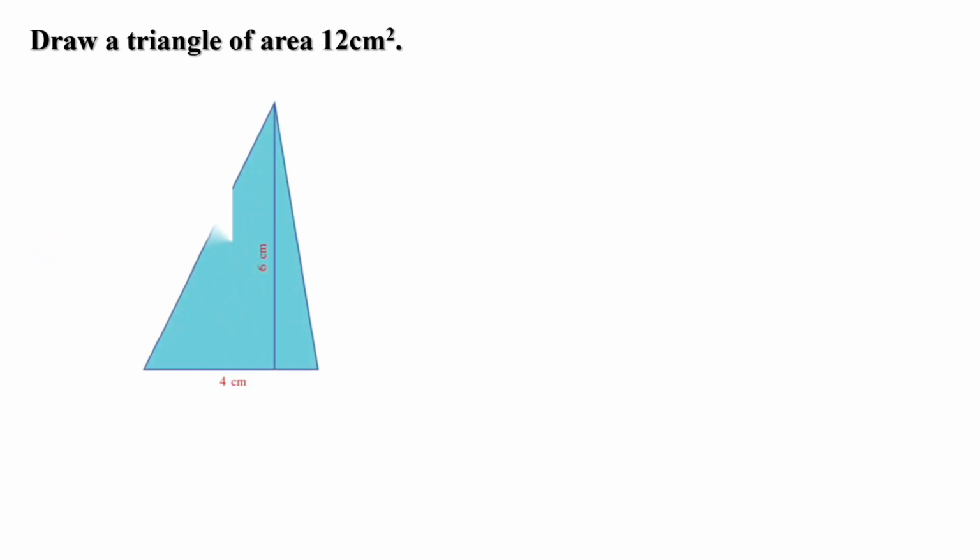Now let us look at another problem. Here we have to draw a triangle of area 12 centimeter square. How can we find the area of a triangle? Area of a triangle equal to half BH, where B is any side and H is the height to that side. So let us check. What is the area of this triangle? Half into 4 into 6, that is 12.